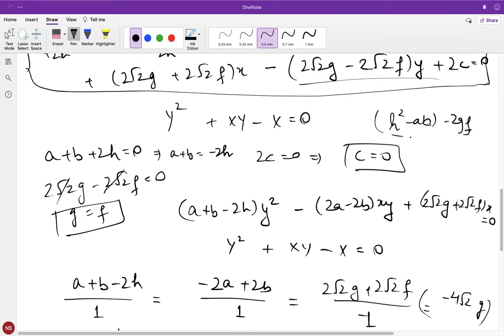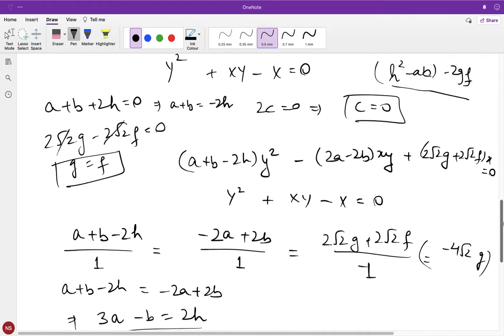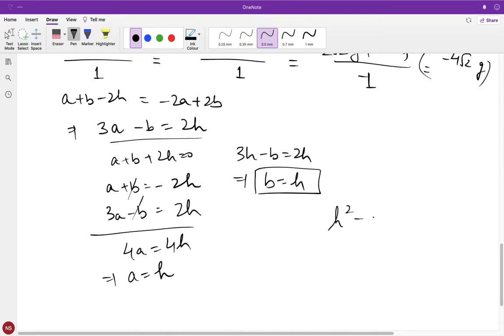He's asking me h square minus ab minus 2gf. So h square minus ab minus 2gf, what will be this thing? a is equal to h and b is equal to h, so this is h square minus h square, so 0. Now we have to find out minus 2gf.